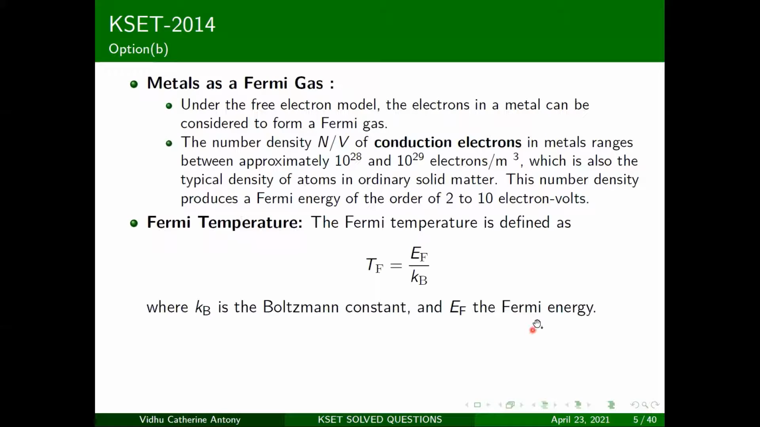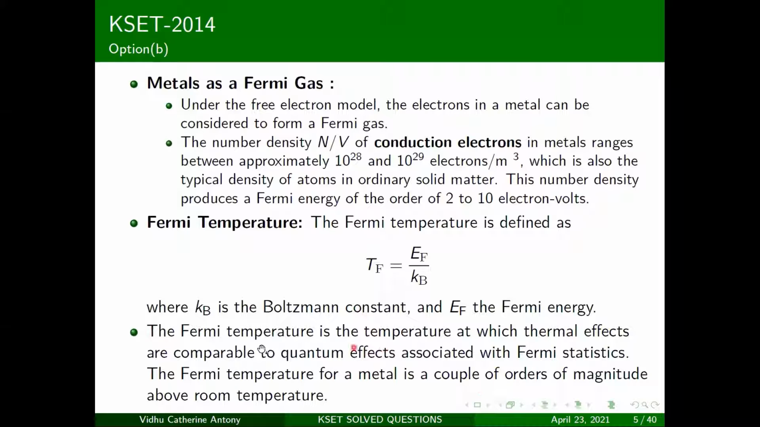Okay, so let's move on to Fermi temperature. Fermi temperature is basically this Fermi energy divided by your Boltzmann constant. The Fermi temperature is the temperature at which thermal effects are comparable to quantum effects that are associated with Fermi statistics. Now, the Fermi temperature for a metal is a couple of orders of magnitude above the room temperature. Again, 25 meV is basically the room temperature, so it's about a couple of orders more than room temperature. So again, you've got an estimate for those values. Remembering these estimates helps you solve the problems faster, and it's also a check to know if you got the correct answer.